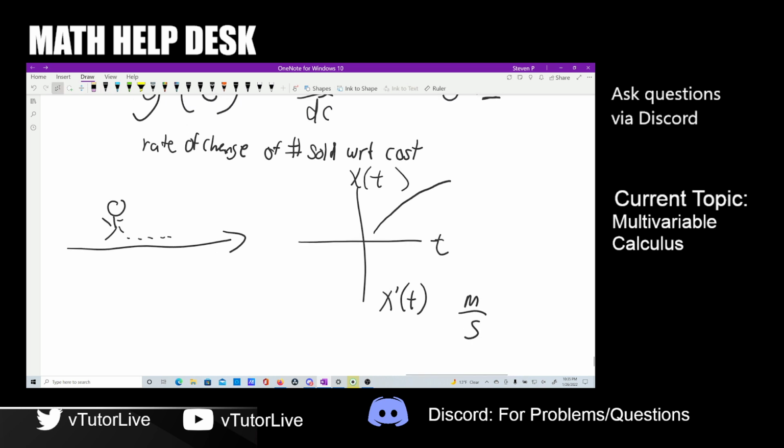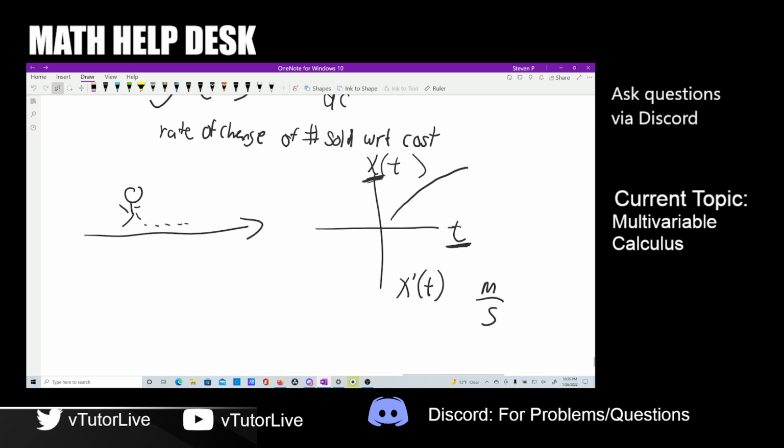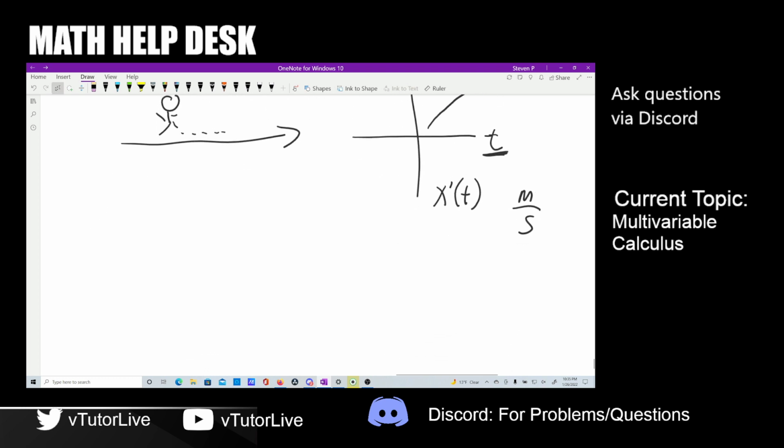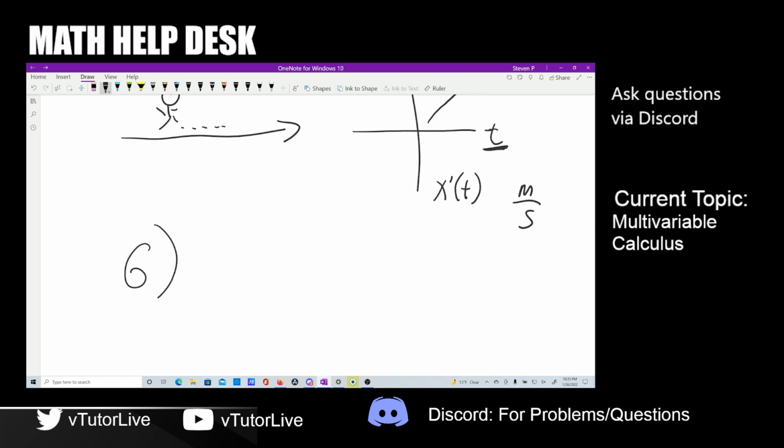So the derivative is basically taking whatever y is and dividing it by x. That's how you find the units. Okay. I guess I'll just keep moving on.